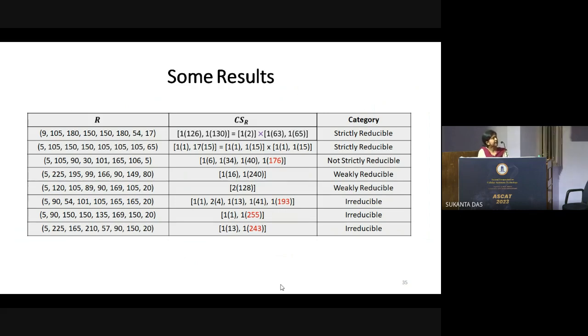The next two are weakly reducible, and the last three are irreducible, where 193 is a prime number, so we cannot break it. 255 is a maximal length CA, and for 243, just try to figure out 13 and 243, this is also irreducible. How can we say? These are two odd numbers. If I find two odd numbers, then that is also irreducible. So these are a few examples and a few results.